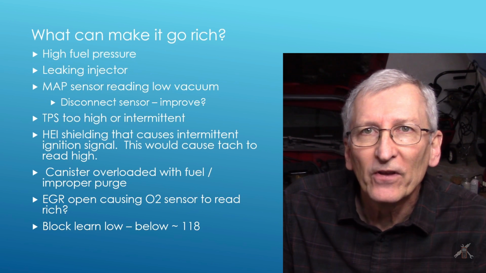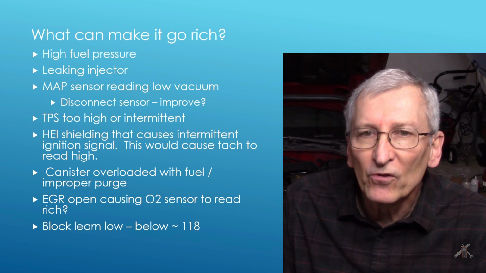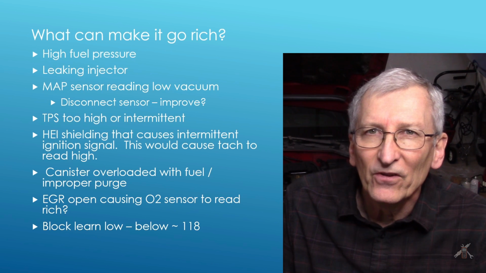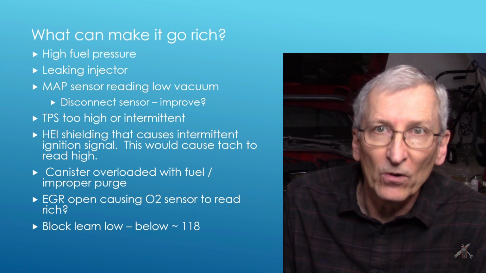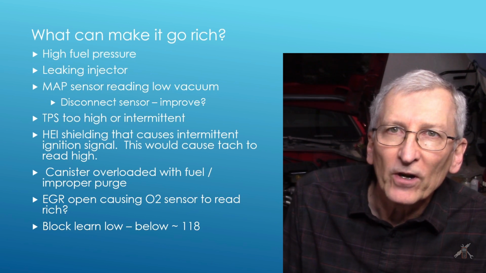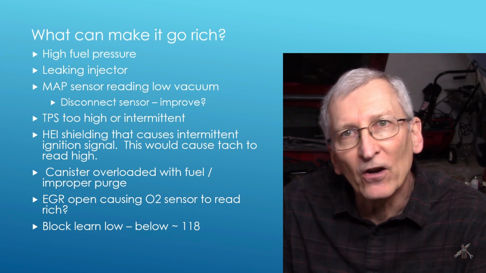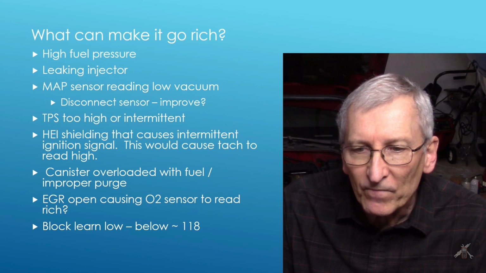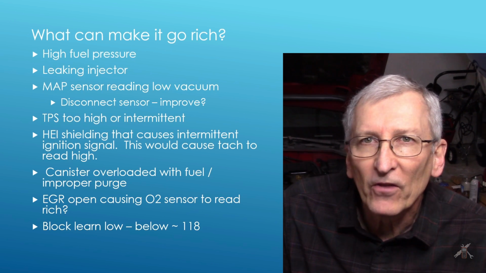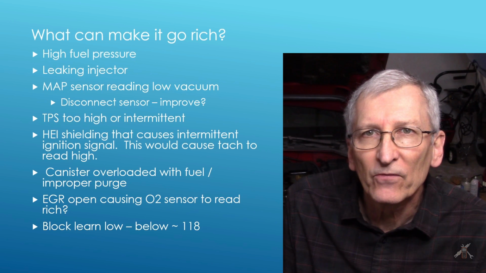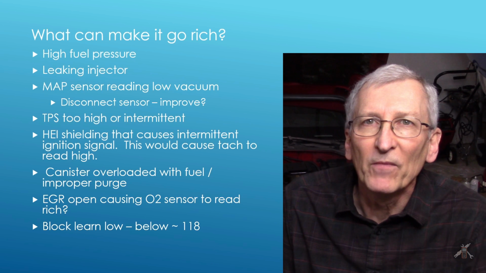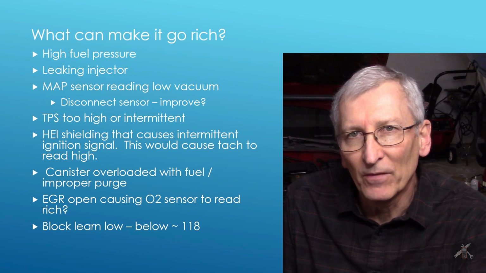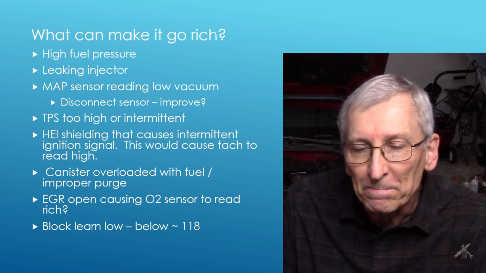MAP sensors, manifold absolute pressure. If it reads low vacuum or high pressure, that will cause it to want to feed more fuel because it thinks the air is more dense and it needs more fuel. And again, I had a video a month or two or three ago on a Buick. That one had a mass airflow sensor and a MAP sensor, newer engine.